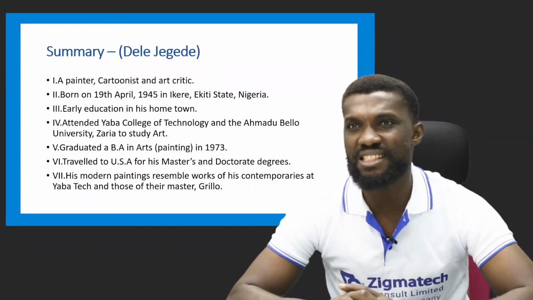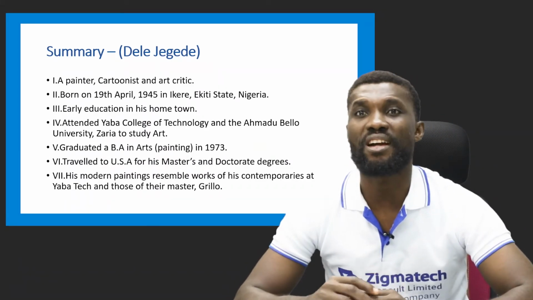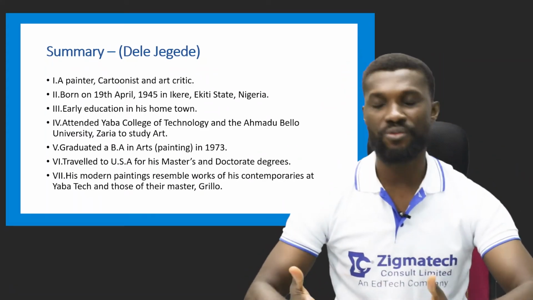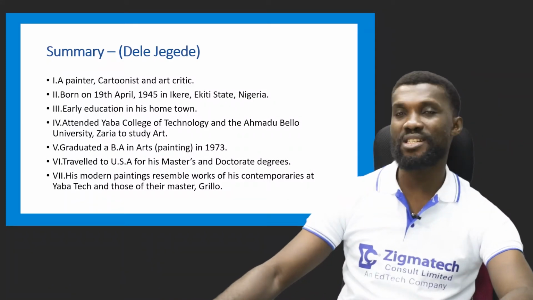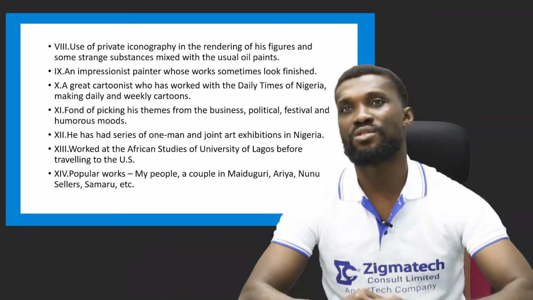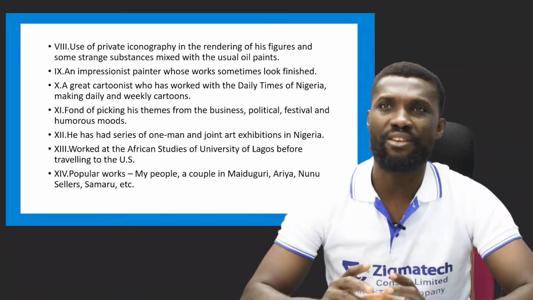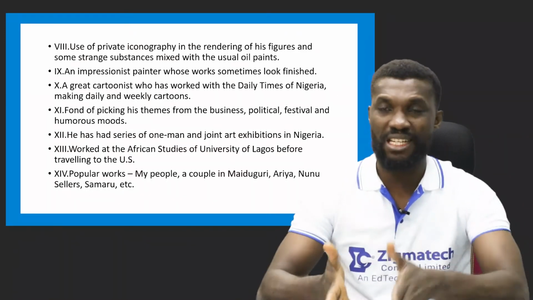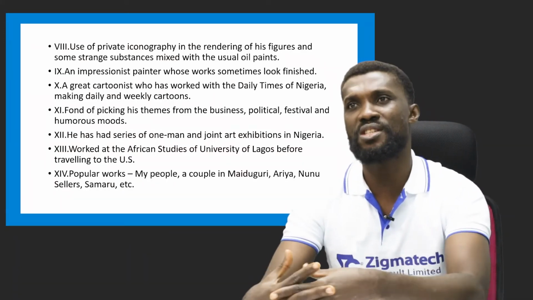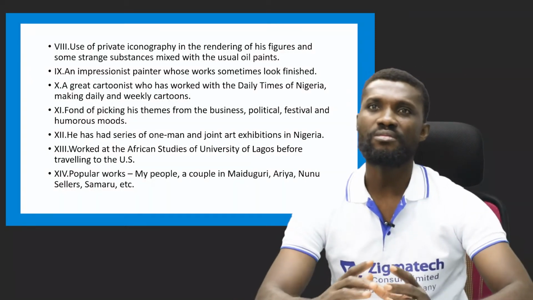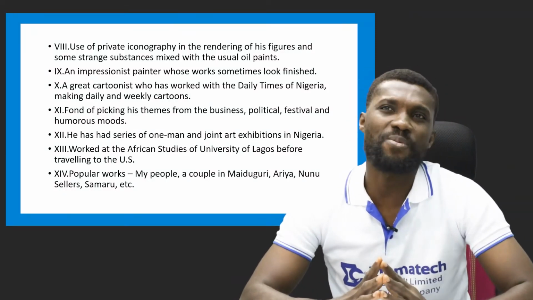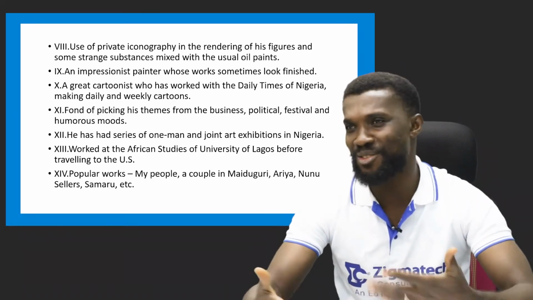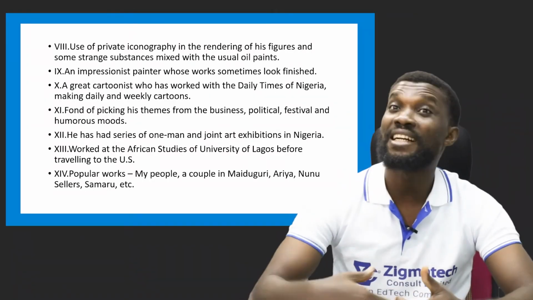His modern paintings resemble works of his contemporary artists Yaba Technology has produced, and those of their master Yusuf Grillo and co. So they are the ones that actually influenced Dele Jegede in some of the things he does. Now, he used private iconography in the rendering of his figures. When I say private iconography, he created some letters for himself, which he uses in his images, and some kind of strange substances mixed with the usual oil color. He just mixed them with oil color and then started painting.